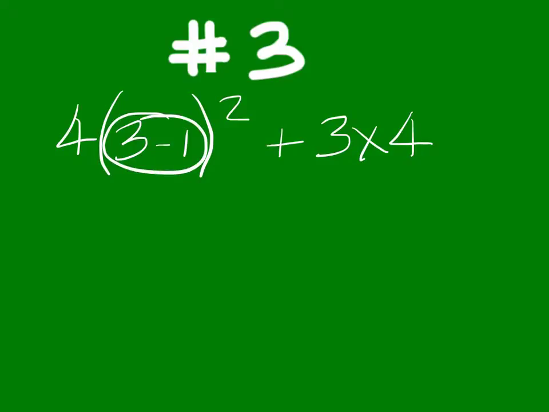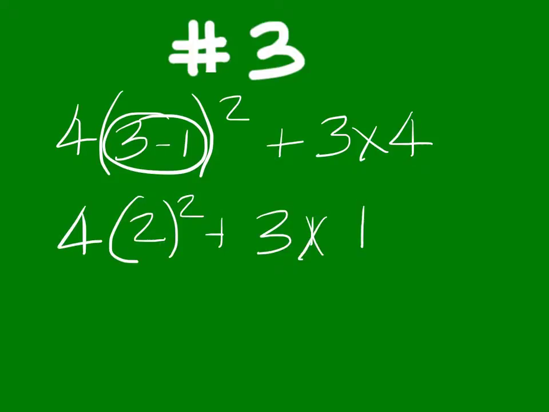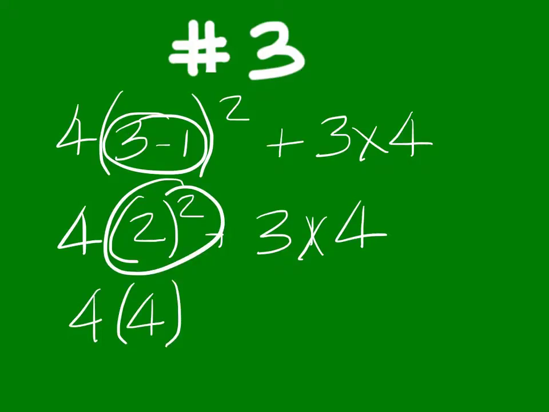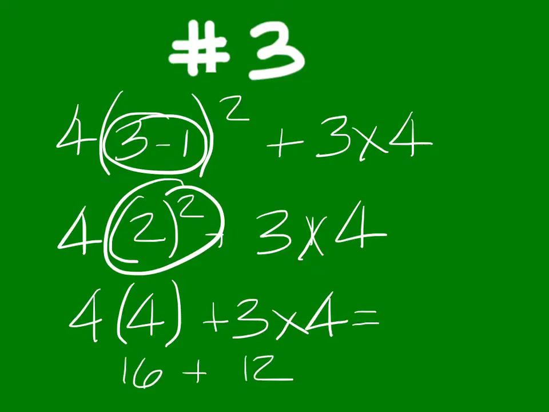3 minus 1 is 2. So you put the 2 down and keep everything else the same. And 2 squared is 4, so it's going to be 4 times 4. So that's 16 plus 12, which is 28.